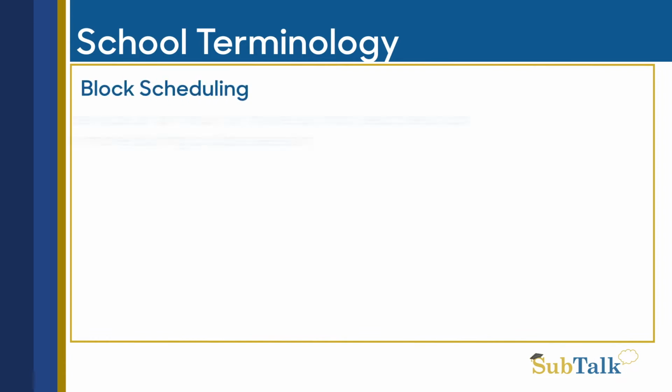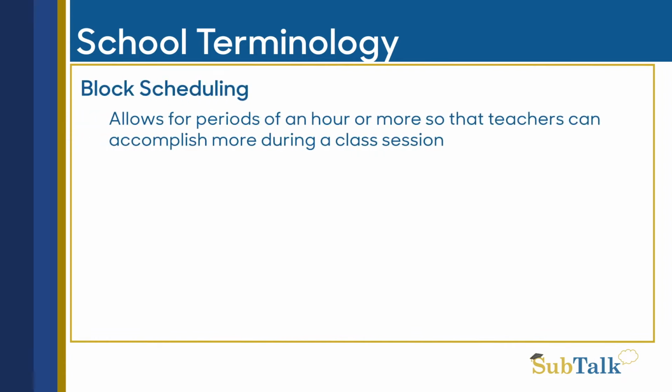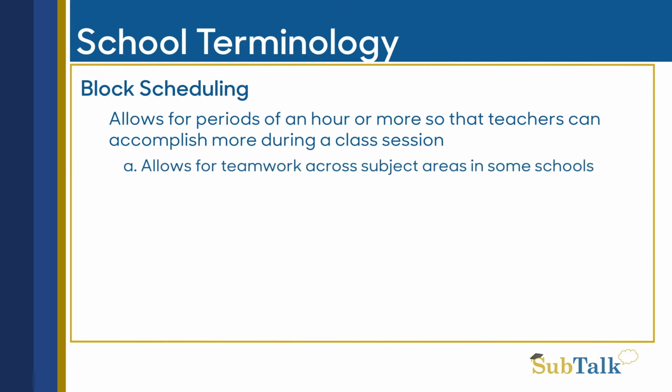Block scheduling. Instead of a traditional 40 to 50-minute period, block scheduling allows for periods of an hour or more so that teachers can accomplish more during the class session. It also allows for teamwork across subject areas in some schools. For example, a math and science teacher may teach a physics lesson that includes both math and physics concepts.